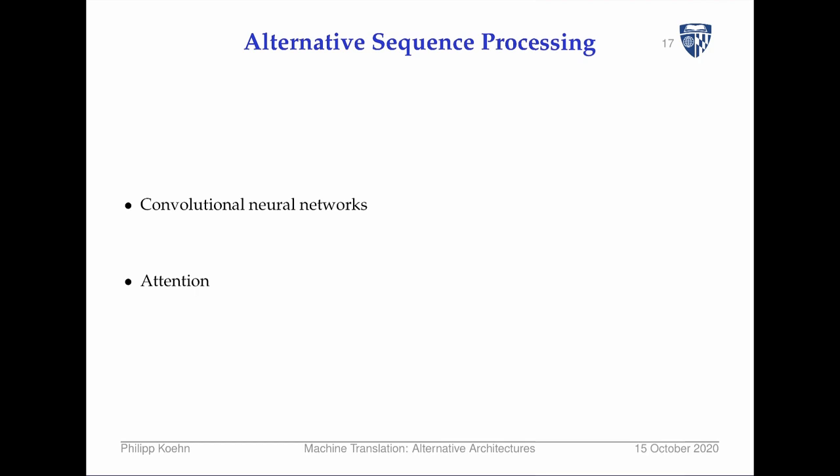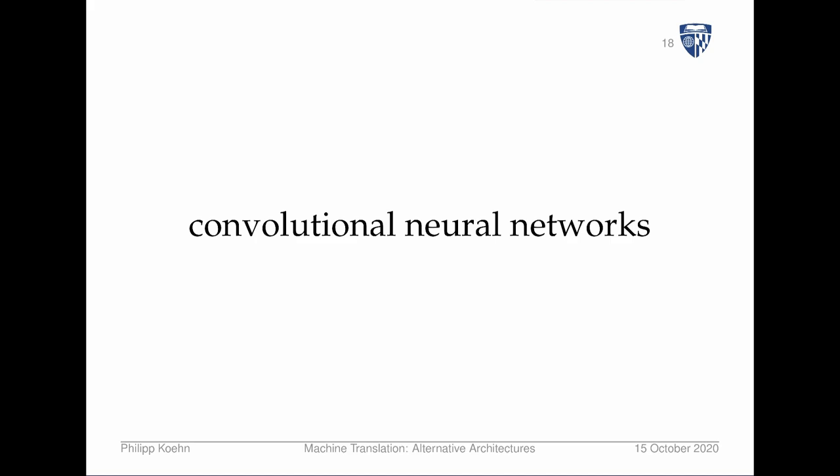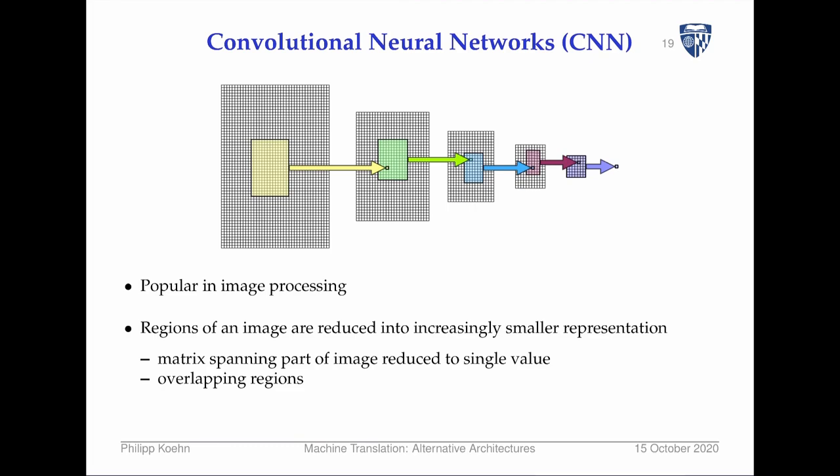Okay, so what can we do instead? We're going to look at two different things. One is convolutional neural networks, and the other one is expanding this notion of attention that we already introduced. Let us first look at convolutional neural networks. These come from image processing, and here's a fairly nice illustration of how they work.